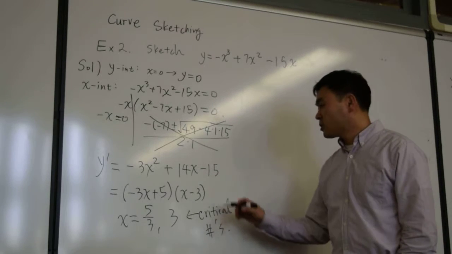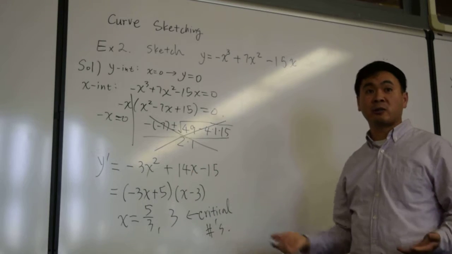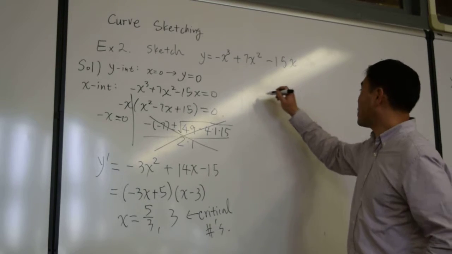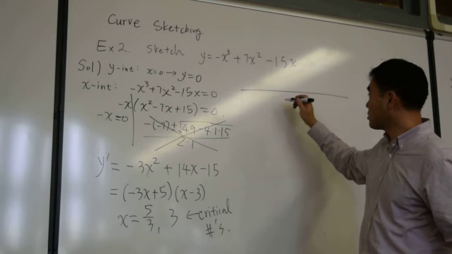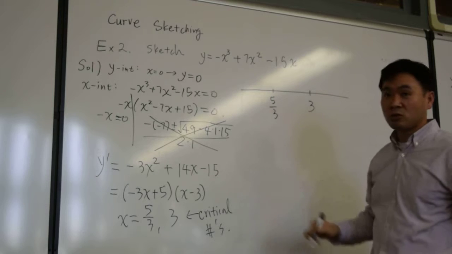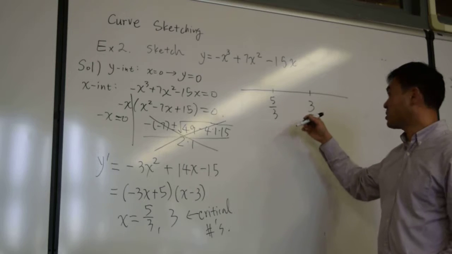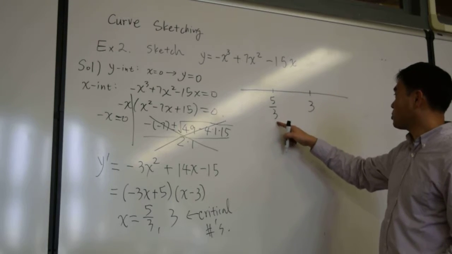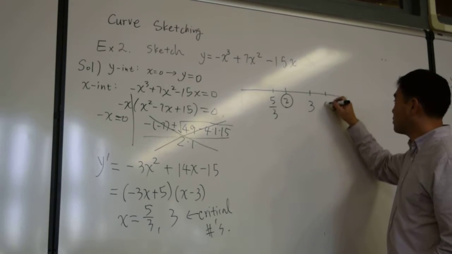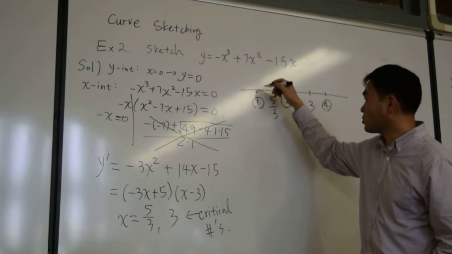Now, why do we want the critical numbers? Because in order to sketch it, we need the signs of y prime. We need to know when it's increasing or decreasing. And in order to figure out when y prime is positive or negative, you first draw the number line, place the values where y prime is equal to 0, and then you choose test values before and after. 5/3 is about 1.66, so between 1.66 and 3, you have the wonderful value 2 as a test point. 4 is the next value after 3. Before this, I can use 1 as the test point.